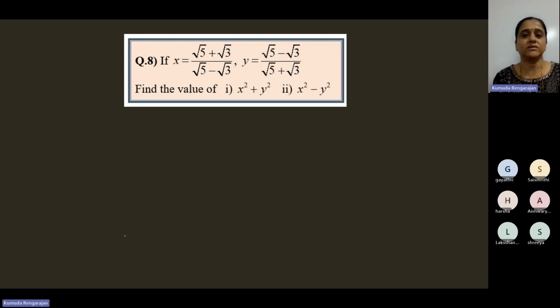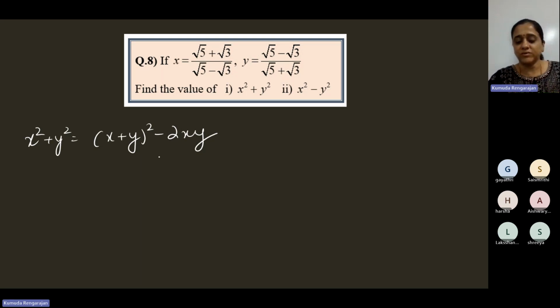You can see the expression for x, the denominator is irrational. For y also, the denominator is irrational. So the first step is to rationalize the denominators of x and y. Then we should find x plus y. What's the formula, children? What is x square plus y square? It is (x plus y) the whole square minus 2xy.